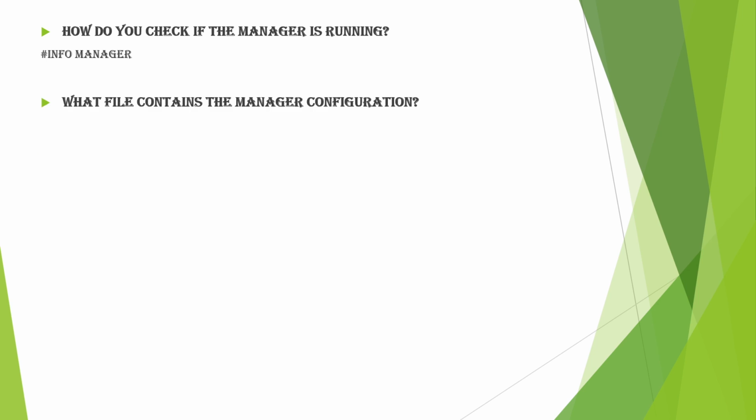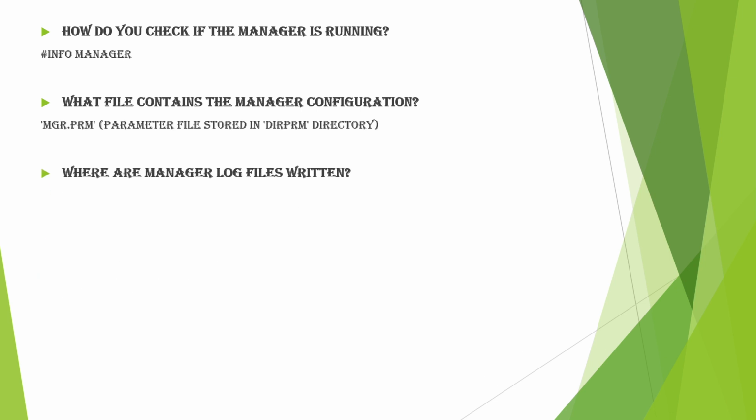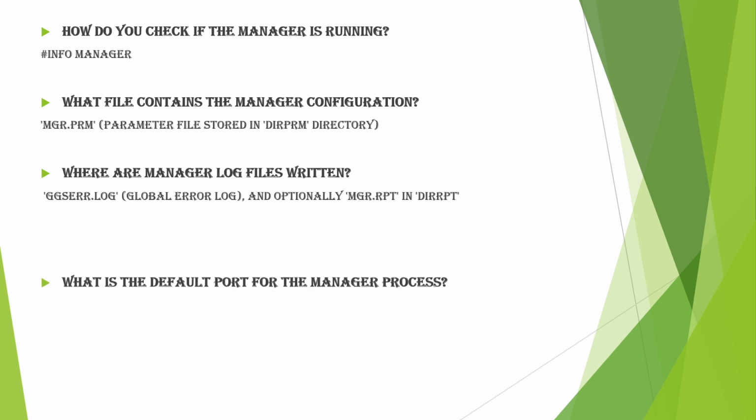What file contains the manager configuration? The mgr.prm parameter file, stored in the dirprm directory, holds these configuration items. Where are manager log files written? In ggserr.log, the global error log, and optionally mgr.rpt in the dirrpt directory.